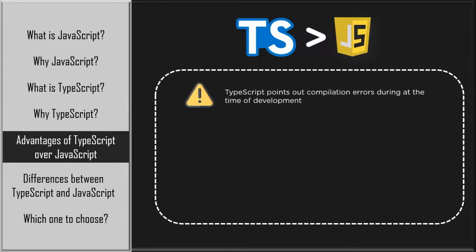TypeScript always points out the compilation errors at the time of development. Because of this, at runtime, the chances of getting errors are very less. However, in case of JavaScript, it's an interpreted language, and all errors are shown during runtime.